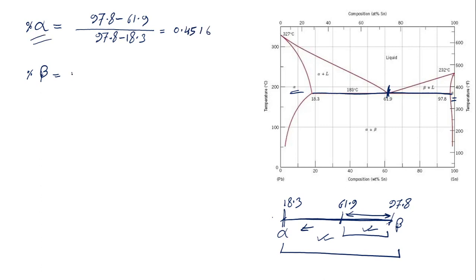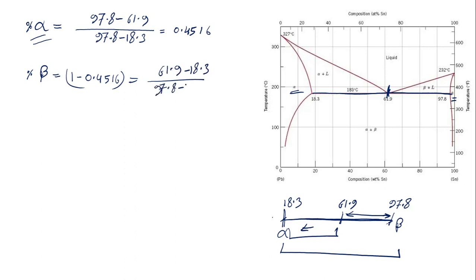Similarly, percentage of beta, you can simply subtract from 1, that is 1 minus 0.4516, or simply you can write like this also. So I want to find out the percentage of beta, means the opposite segment. Opposite segment in case of beta is this one, correct? So 61.9 minus 18.3 by total distance, that is 97.8 minus 18.3. So this one you will get around 0.5484. Okay, this is the percentage of alpha and beta, but this is in terms of fraction.